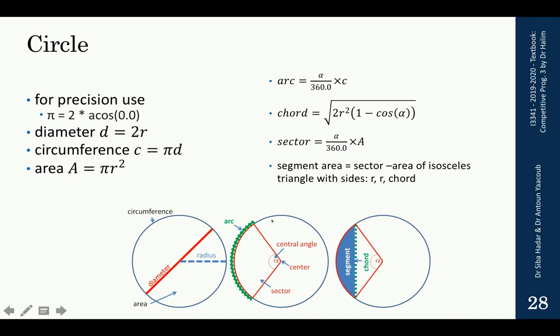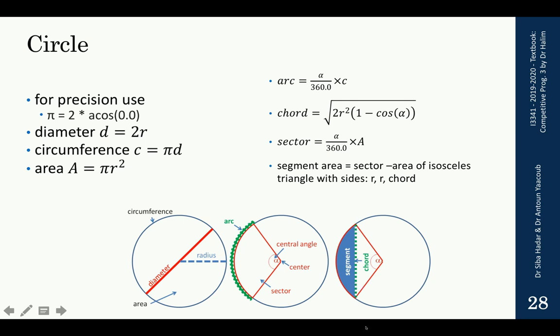Other values are the arc, given an angle alpha. What is the length of the arc? It is alpha over 360 times c. What is c? C is the circumference of the circle. The chord is given also. This is the chord. What is a chord? If you cut the circle in two places, the segment that relies those two points is called a chord.